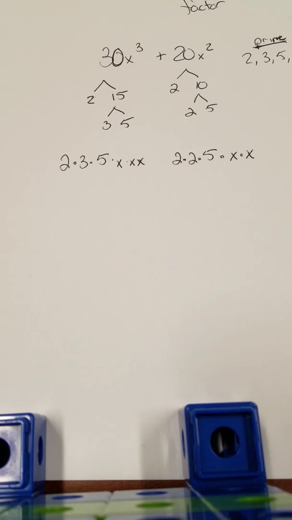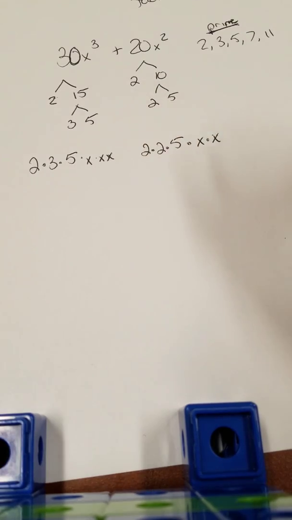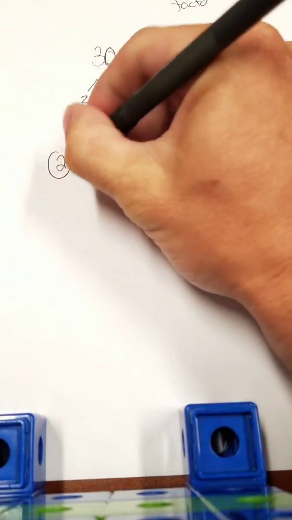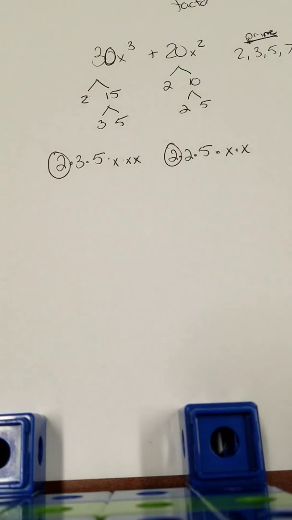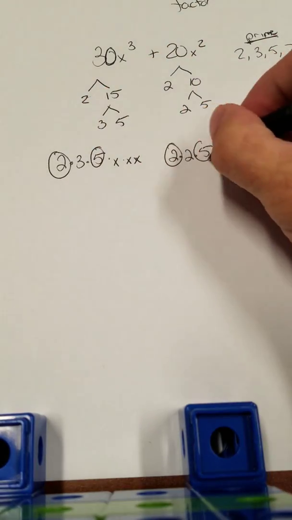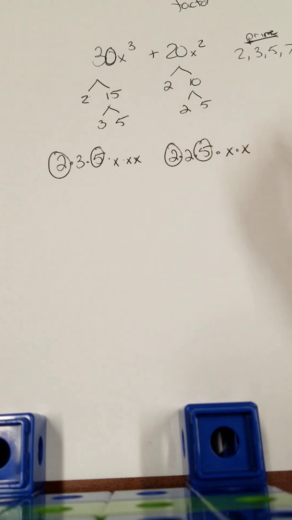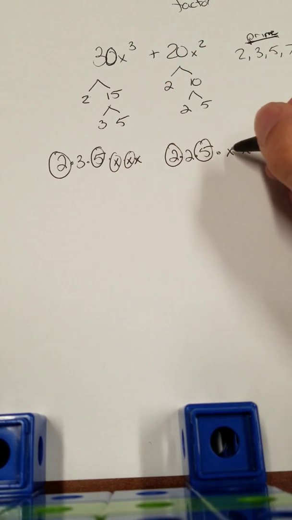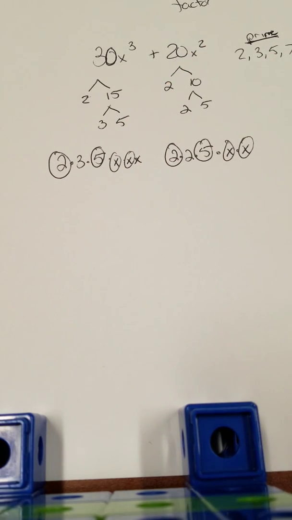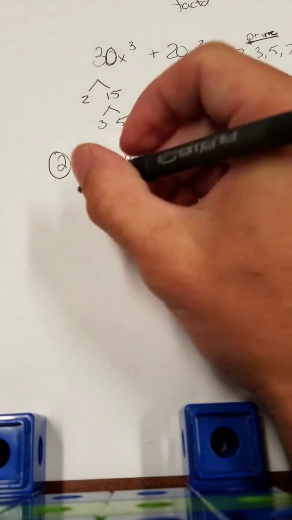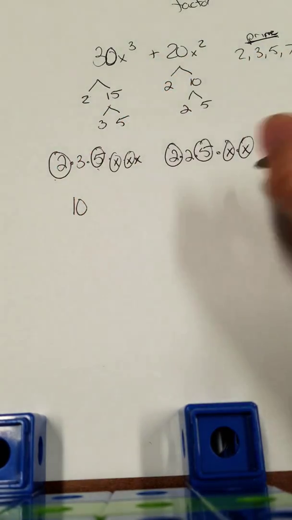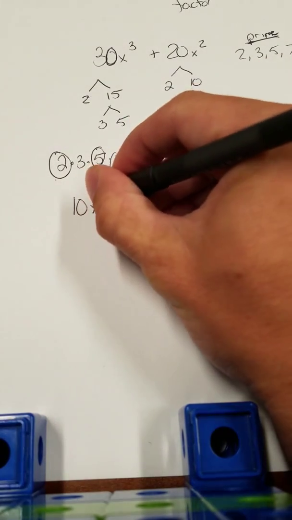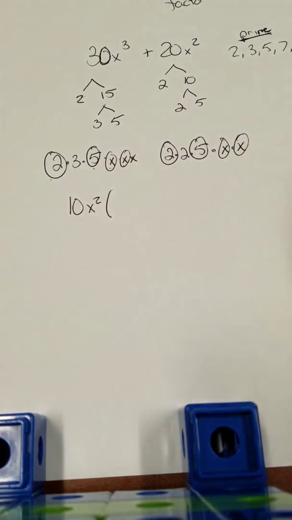Once I have all of that listed out, what I have to do is circle the things they have in common. Well, they both have a 2 in common. They both have a 5 in common. And then we both have 2 x's in common. All right? So, multiply all of those things together. 2 times 5, 10. X times x, x squared. So that's what we can factor out. That's the greatest common factor of those two terms.